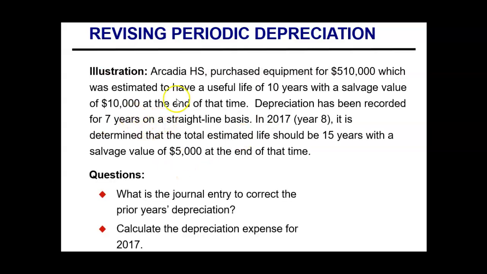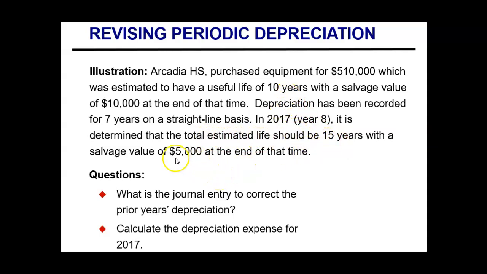For example, let's say we purchase equipment that costs $510,000. It had a useful life of 10 years with a salvage value of $10,000 at that time. Okay? Depreciation has been recorded for 7 years on a straight line basis. It says in 2017, which is year 8, it's determined that the total estimated life should be 15 years rather than 10 years.